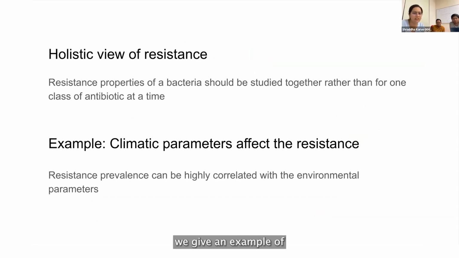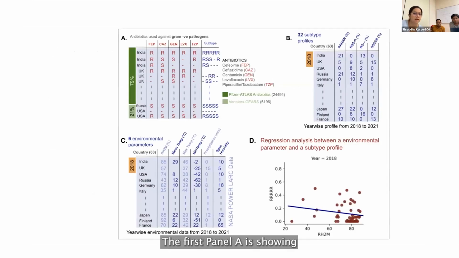As a proof of concept, we give an example of doing this analysis within a One Health framework, looking at how climatic parameters would affect these different subtypes and their prevalence. The first panel, A, shows what data we have used. We went with two data sets, ATLAS and GEARS, where nearly 80% of the data came from ATLAS and 21% from GEARS, and we chose Klebsiella pneumoniae as our organism of choice, and these 5 antibiotics which were common across the two data sets.